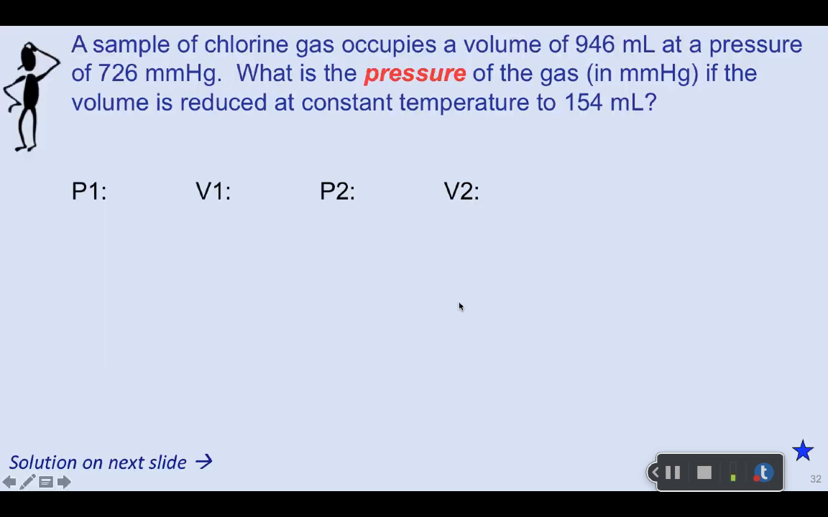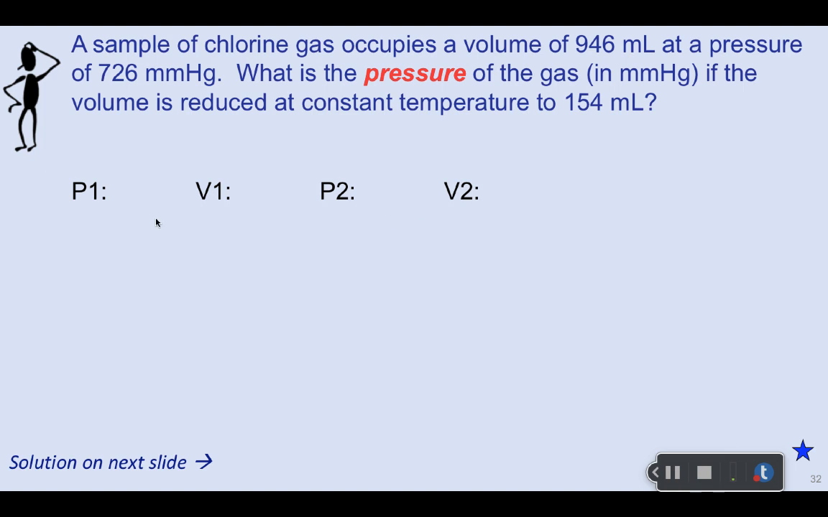All right, let's try another one. Let's say we have a sample of chlorine gas. It's a volume of 946 milliliters. It has a pressure of 726 millimeters of mercury. Don't you just love these interesting numbers? And we want to determine the pressure of the gas in millimeters of mercury if the volume is reduced at a constant temperature down to 154 milliliters.